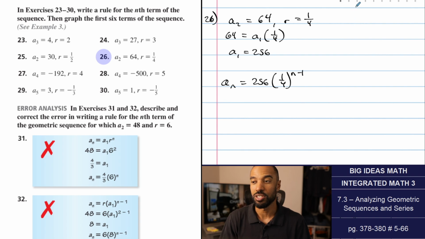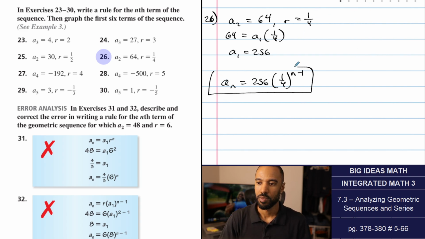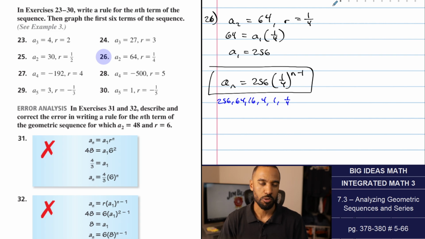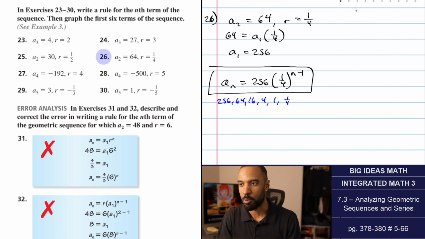The tricky part is, what are your 6 terms? Because that's what we have to write out. So we do have our first and second term already, 256 and 64. Divide this by 4. You get 16, 4, 1, and 1/4. Okay, that wasn't too bad. 1/4 is also 0.25. I guess this time I'll write it as the fraction.